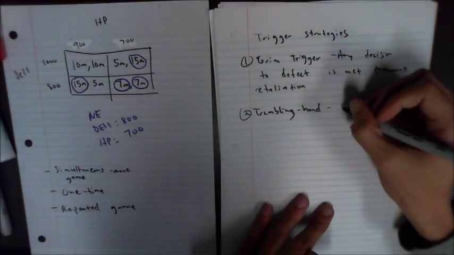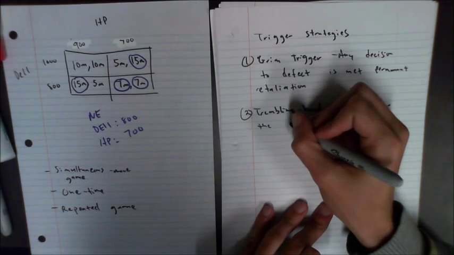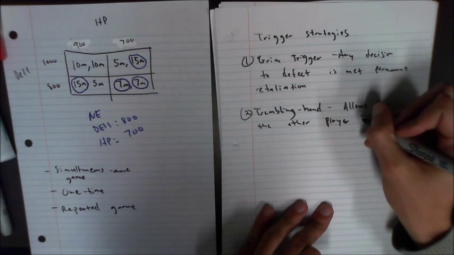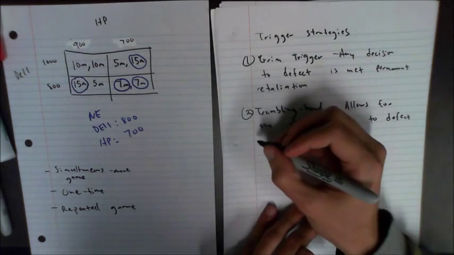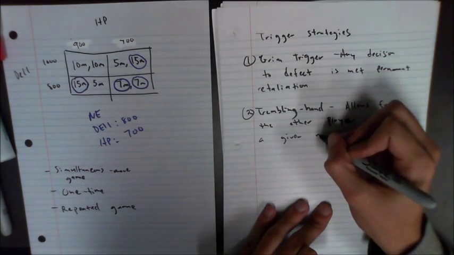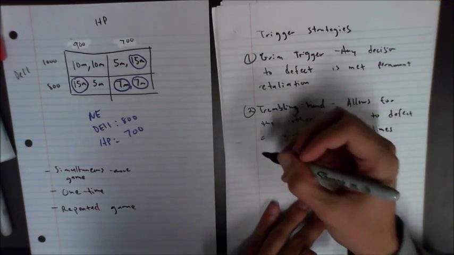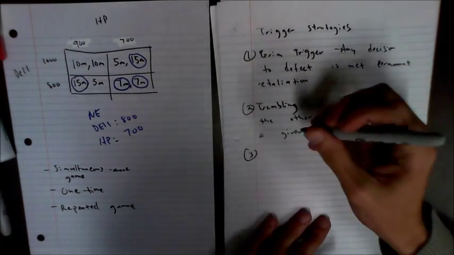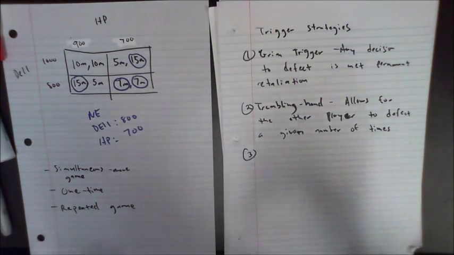Okay, so we'll say this allows the other player to defect a given number of times. Maybe you'll let them defect once, maybe you'll let them defect twice. But hey, after three, then I'll come to this over here. Okay, good. This is after a given number of times. It could be once, could be twice, could be a million.